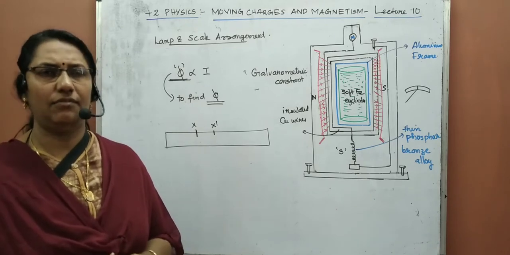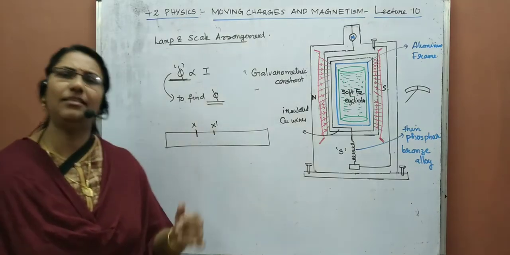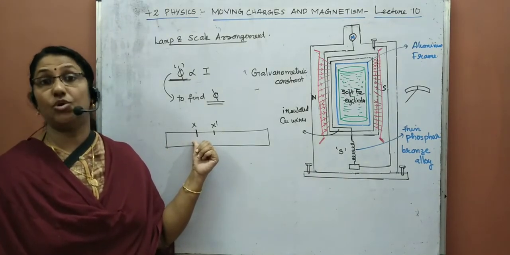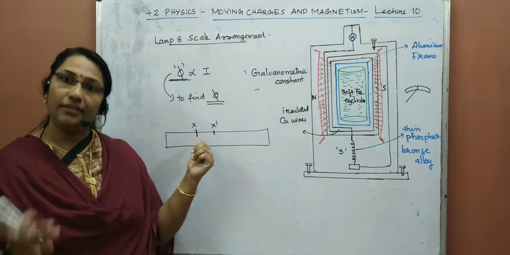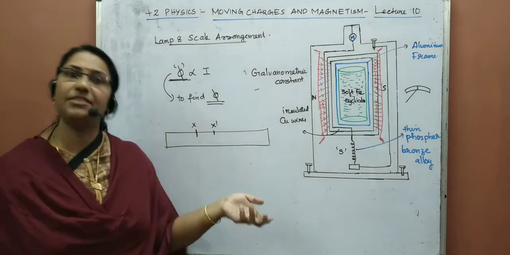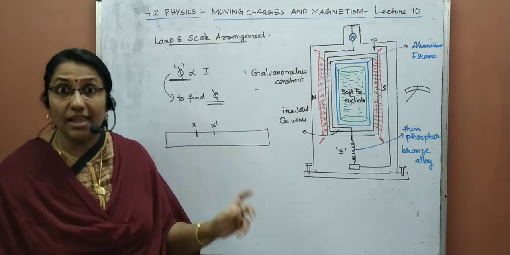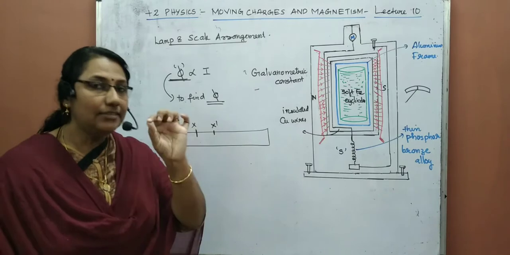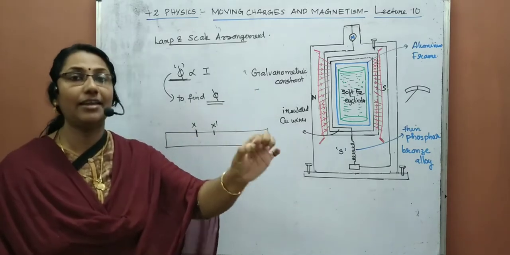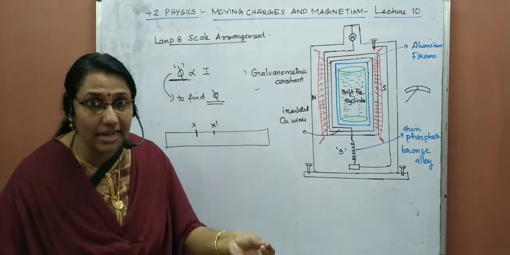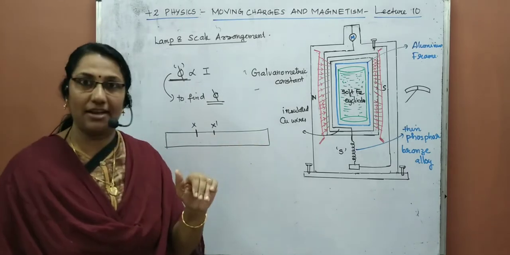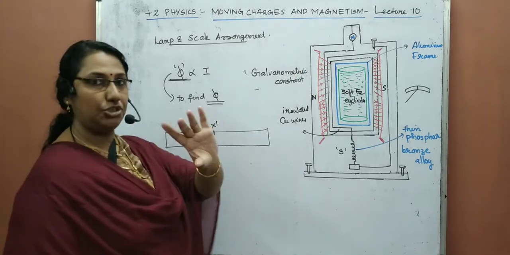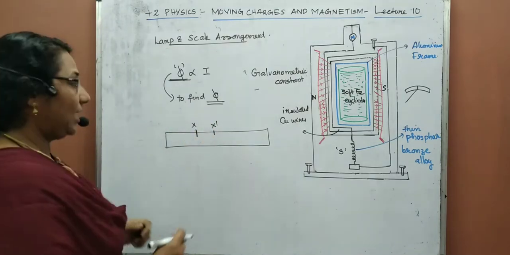Is it clear what we said? At first, take the position of the reflected light on the scale when there is no current in the coil. Second, take the position of the reflected light on the same scale when there is a current in the circuit. That is, the reflected light is due to the deflected mirror. Clear? Surely the position will be shifted.